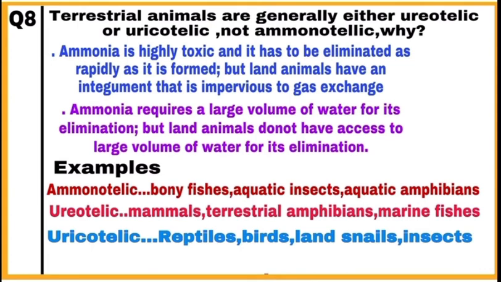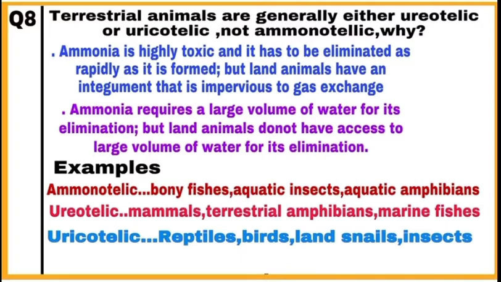Question 8. Terrestrial animals are generally either ureotelic or uricotelic, not ammonotelic. Why? Terrestrial animals are not ammonotelic because ammonia is highly toxic and it has to be eliminated as rapidly as it is formed. But land animals have an integument that is impervious to gas exchange. Also, ammonia requires a large amount of water for its elimination, but land animals do not have access to large volume of water for its elimination.